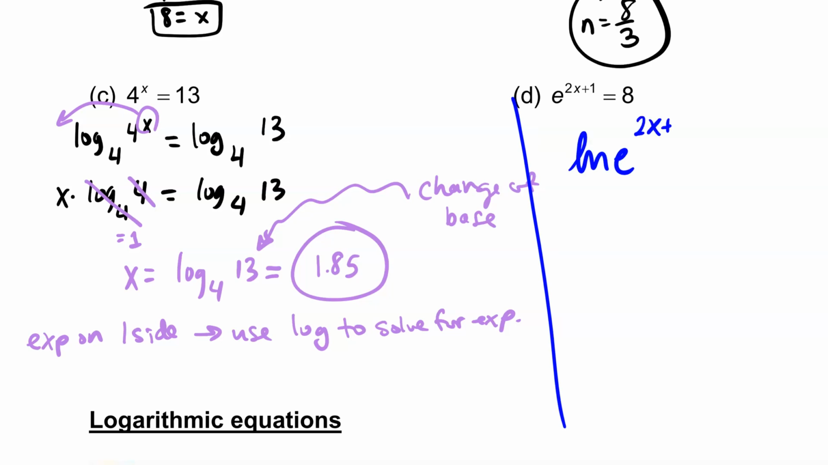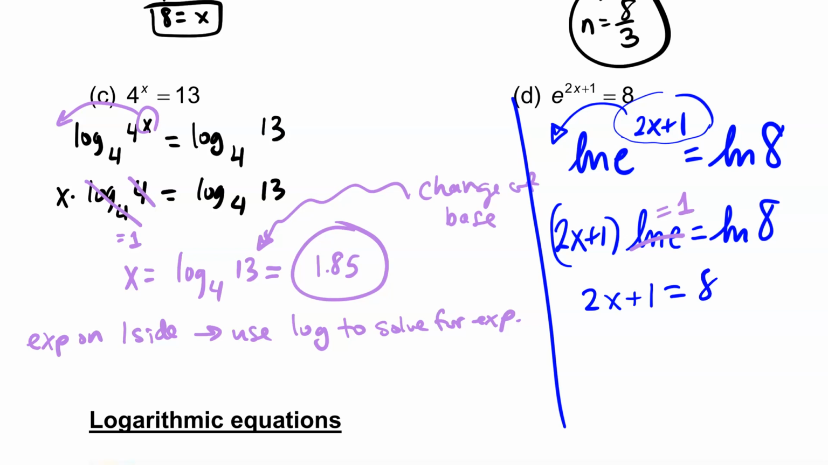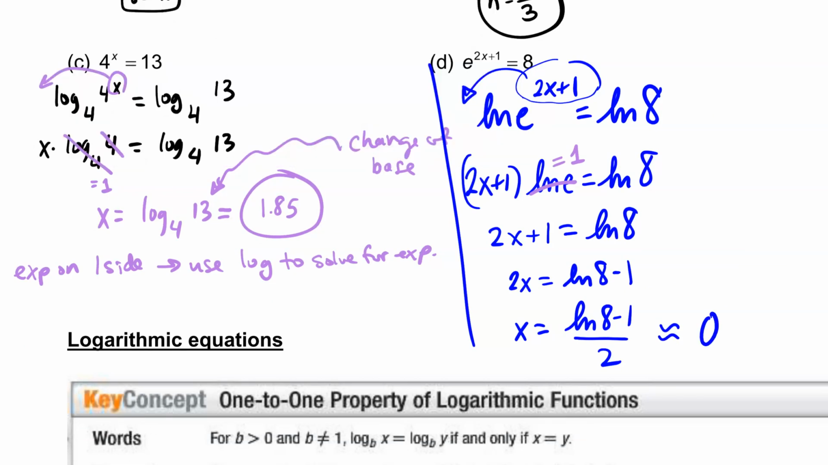ln of e to the 2x plus 1 equals ln of 8. Power property. This is exactly why the third section was rules of logs. Because now I have 2x plus 1 times ln of e equals ln of 8. ln of e is just equal to 1. So I have 2x plus 1 equals ln of 8. 2x equals ln of 8 minus 1, and then divide by 2. ln of 8 minus 1, all over 2. Plug that into your calculator, you'll get about 0.54.